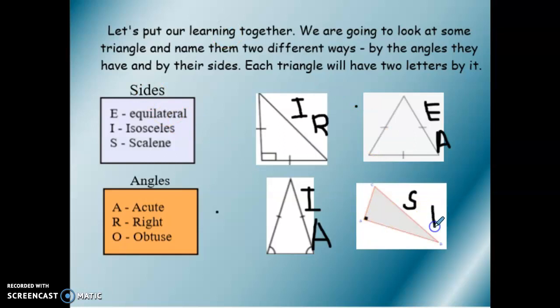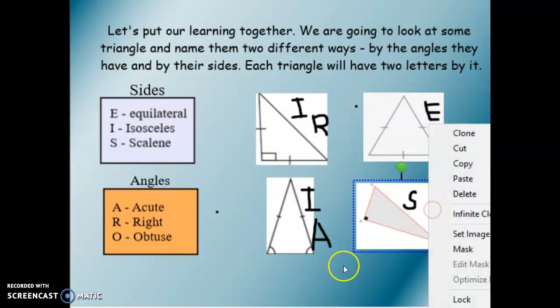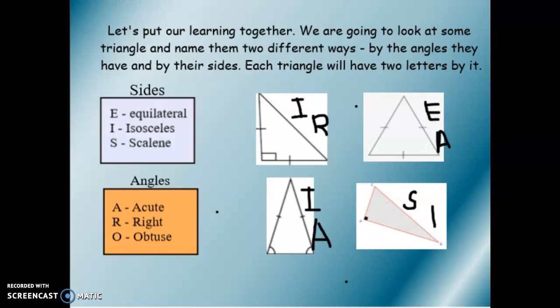So I've labeled these triangles now based on the lengths of their sides and on the type of angle they have. So you can see I don't have any of the same answers at all. All four of these triangles have been named now: isosceles, 2 equal sides, and right triangle because of this. Equilateral triangle, all three are the same, and acute because all three angles are acute.